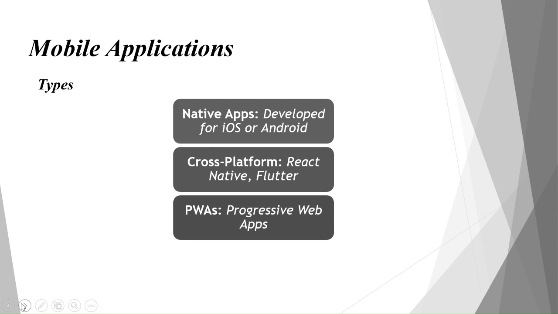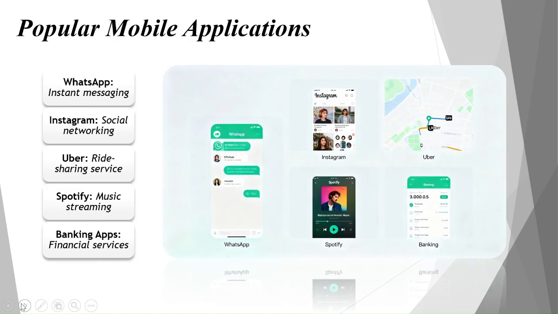You can see these are the most popular apps. First is WhatsApp, which you use in your daily life. Instagram is used for social networking. Uber for ride sharing service. Spotify for music streaming. And banking apps you use for financial services.